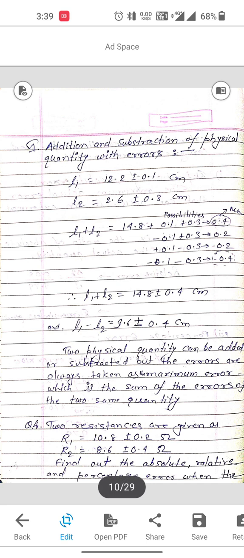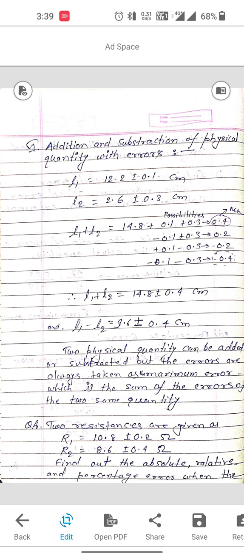Addition and subtraction of physical quantities with error. If we are going to add these two quantities with this error, then we have to take the maximum value of the error and simply add the numbers. That is L1 plus L2 is 14.8 and the variation is plus 0.4 to minus 0.4, that is plus minus 0.4. L1 minus L2 is a difference, and the error will not change.